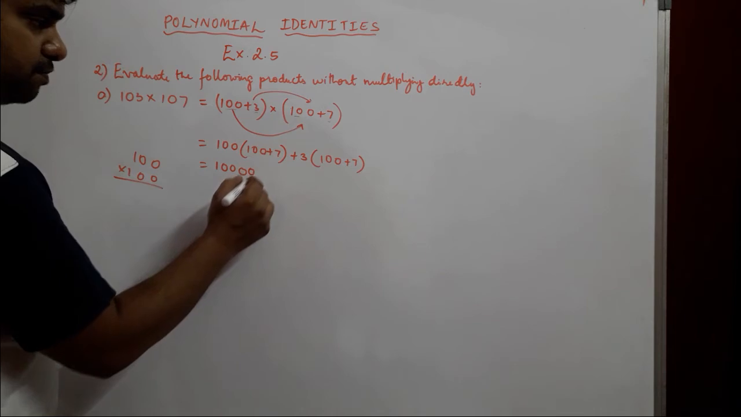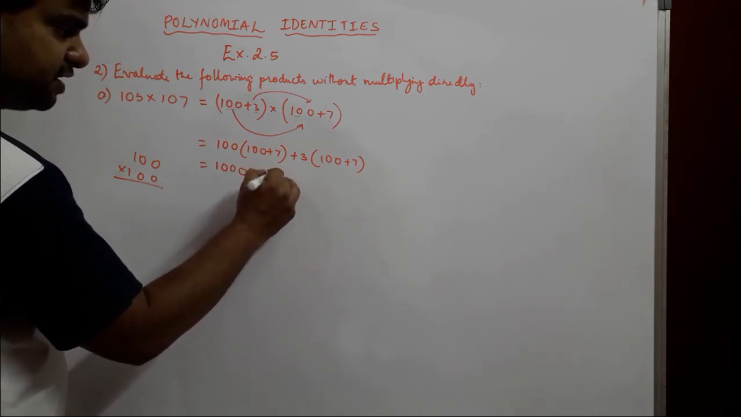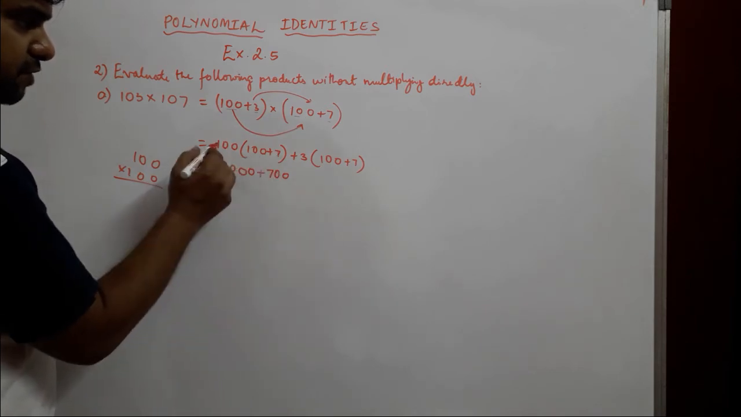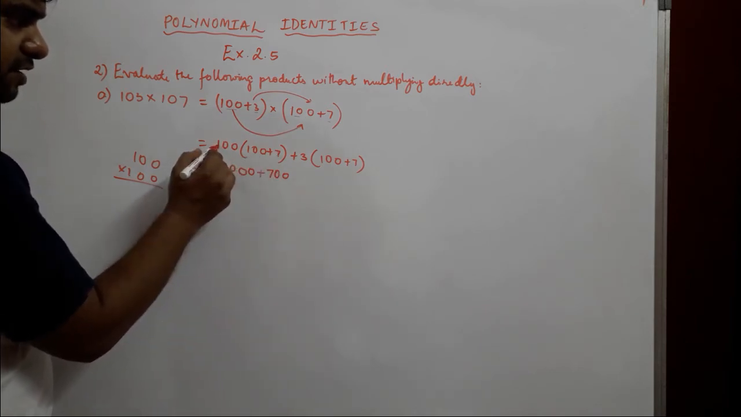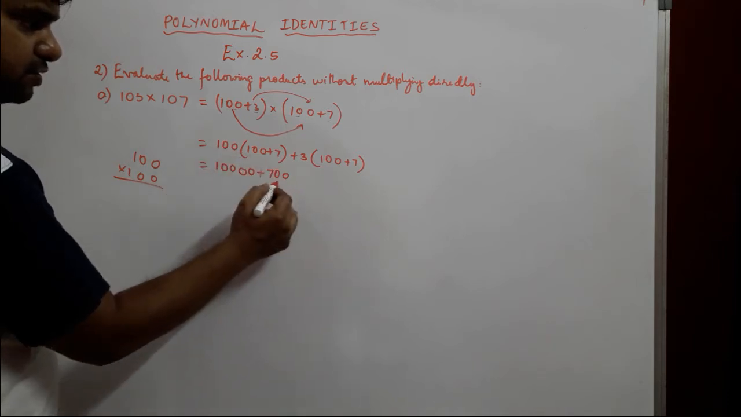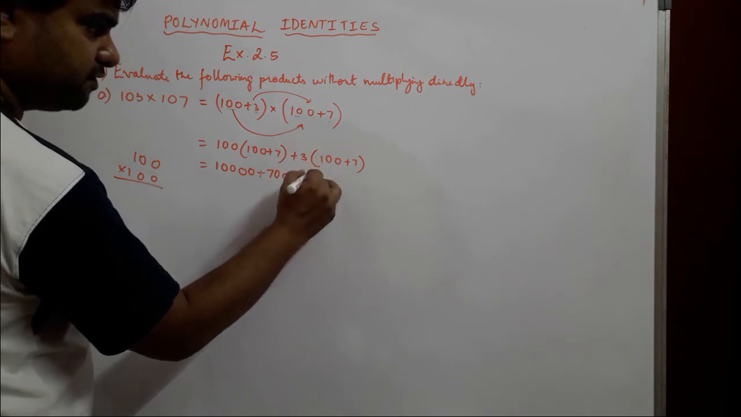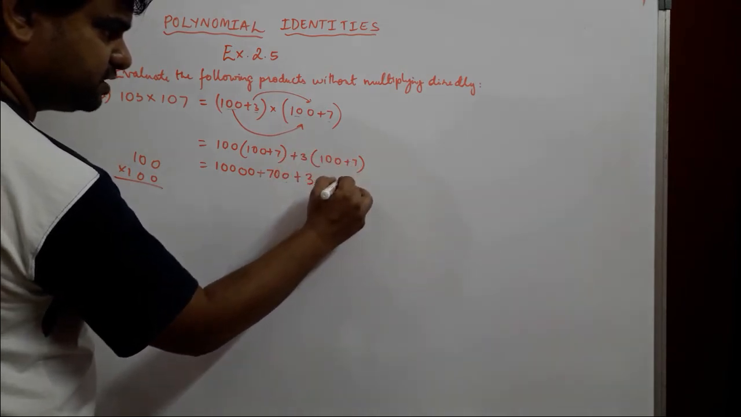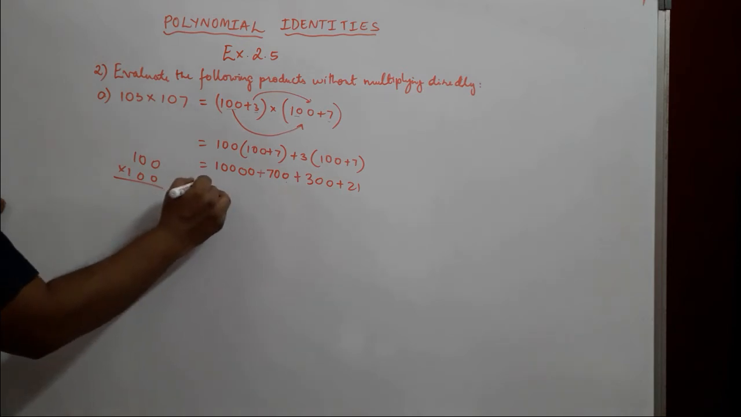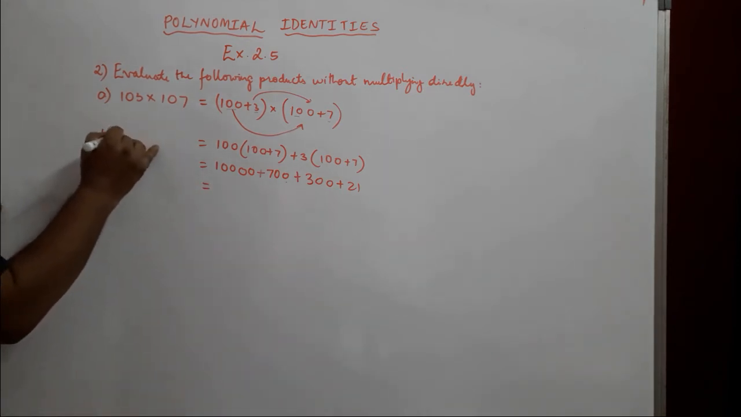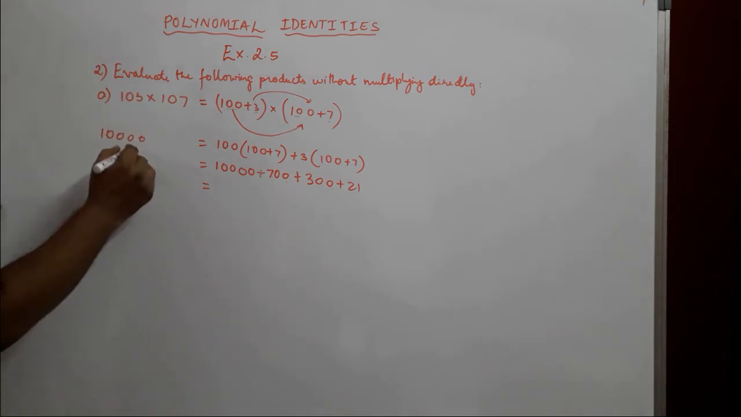100 into 7 gives us 700. Again over here, all you need to do is 7 into 1 gives you 7, followed by 2 zeros, you just add behind it. Same thing over here, 3 into 100 will be 300. 3 into 7 is 21. Now to add this, we can add this the normal way. So we have 10,000, then we have 700, then we have 300, and then we have 21.